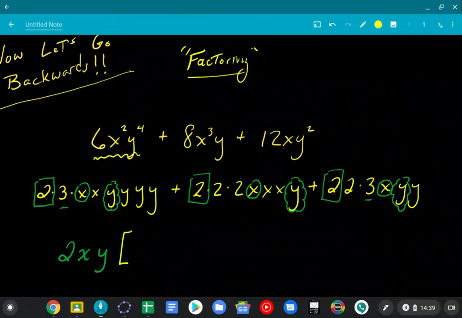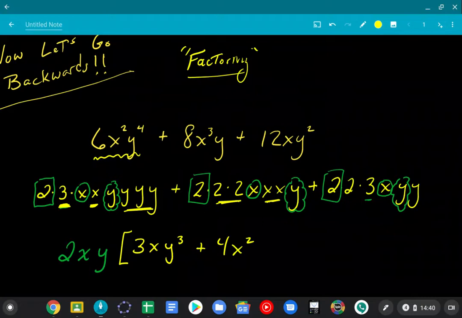So what do I mean by everybody else? Everything left over. 3x and 3 y's. 3x and y to the third. Here's going to be 2 times 2, that's 4. X times x, x squared. Here I've got 2 times 3 is 6. And the only thing that's left behind here was a y.